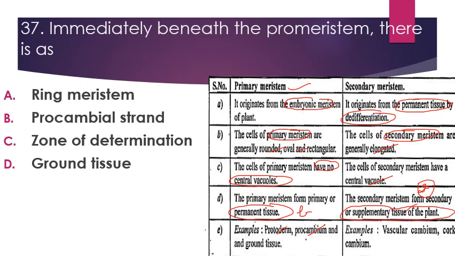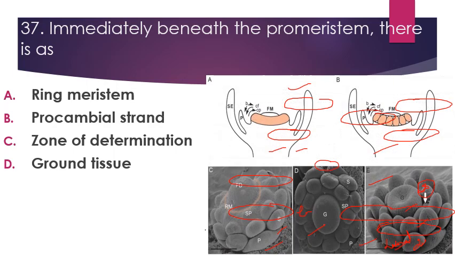So the parts formed by the primary meristem are protoderm, procambium, and ground tissue, while the secondary meristem gives rise to vascular cambium and cork cambium. They help in lateral growth, that is growth in girth, also known as secondary growth.